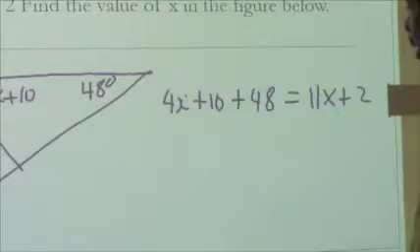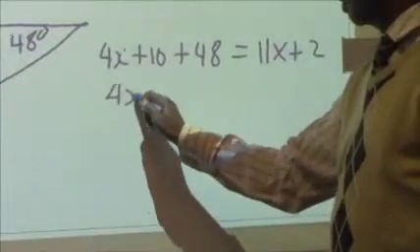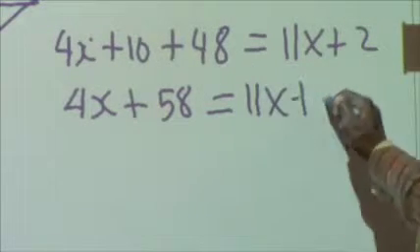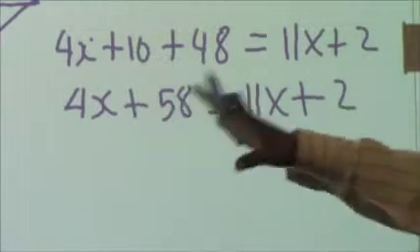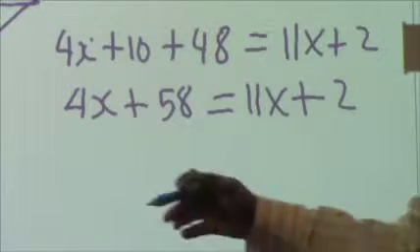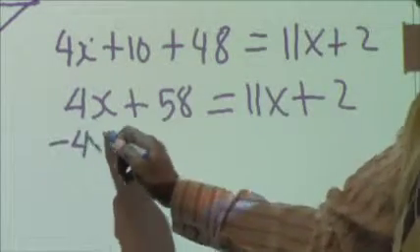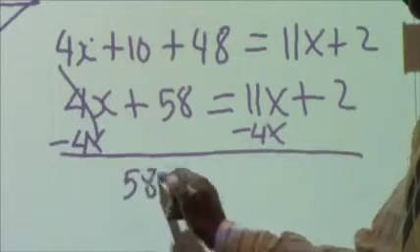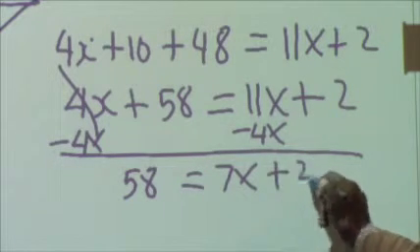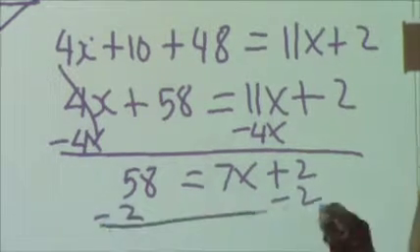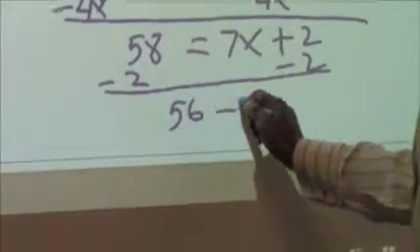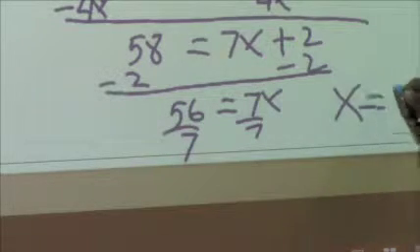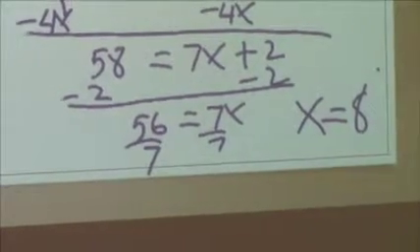So I can just set up 4x plus 10 plus 48 must be equal to 11x plus 2. Well, I have like terms here, so I have 4x plus 58 must be equal to 11x plus 2. I can move the x term on one side and the ones that don't have x on the other side. So I can minus 4x from here, minus 4x from there. I have 58 equals 7x plus 2. I can minus 2, minus 2. I have 56 is equal to 7x, divided by 7, divided by 7. And I have x equals 8. So now I have found the value of x.